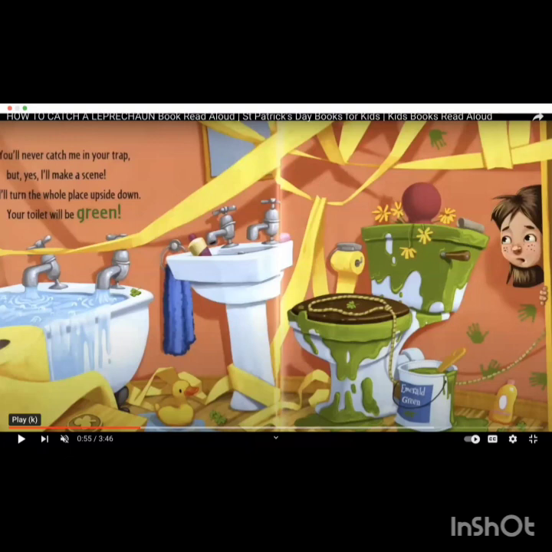Another goal you can target is critical thinking. So you can compare and contrast different characters, different characters' perspectives and their motivations. And you can also discuss the consequences of the character's actions. So, for example, the girl had a trap in the bathroom, and you can see what happened. There's toilet paper everywhere, green paint everywhere, and the taps are open, and it's a whole big mess. So you can talk about the consequences of their actions.